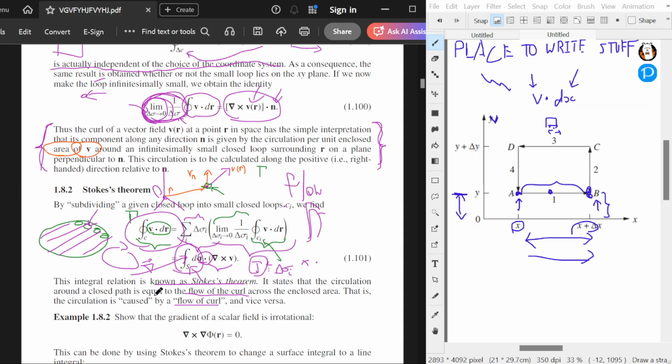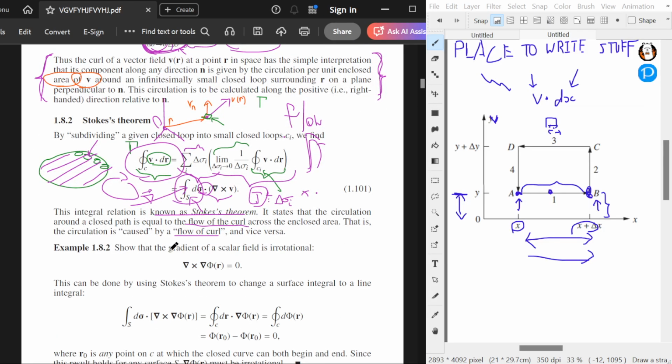And a close part equal to the flow of the curl. So that the gradient of a scalar field is irrotational. Okay, gradient of a scalar field. If something's irrotational, it means that the curl of that thing equals 0.